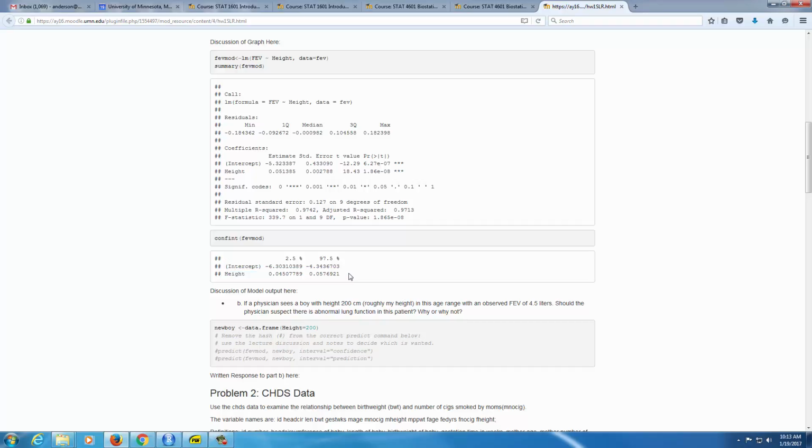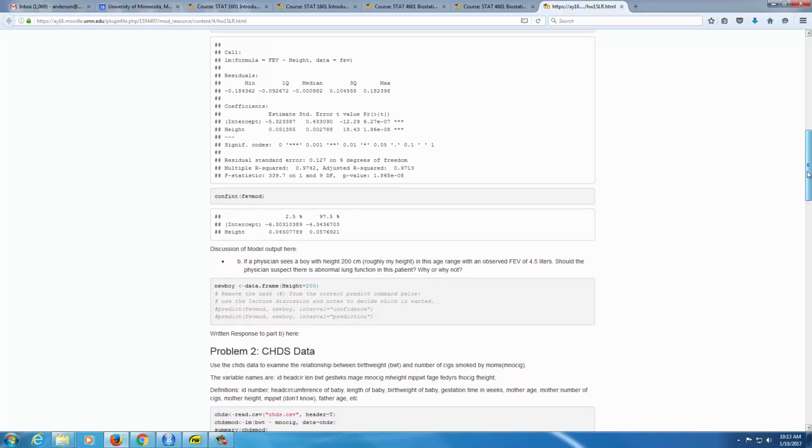And the important thing there is whether the confidence boundaries are entirely above zero, entirely below zero, or do the boundaries contain zero. And that would have some important implications about the significance of whether height is related to FEV or not. And hopefully from the class notes and overheads you'd be able to comment about that.